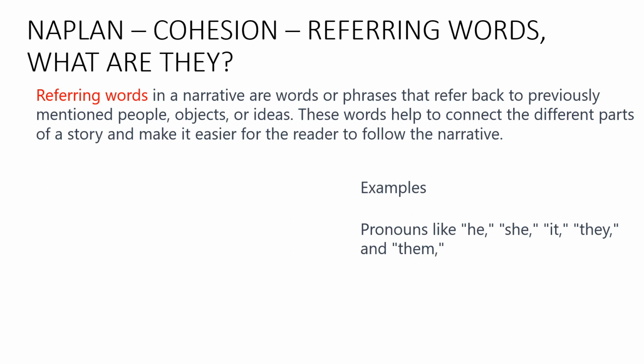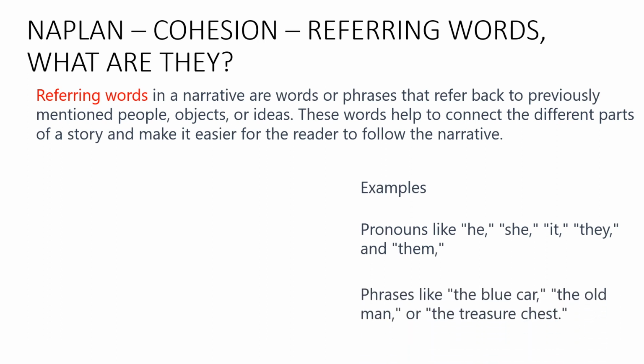Instead of having to mention the person that you've mentioned previously, or the object or the thing, you could use a pronoun. Or you could use a phrase like the blue car, the old man, or the treasure chest. In these cases, you would have described the previously mentioned person, object, or thing, and you can use that description to actually refer back to them.